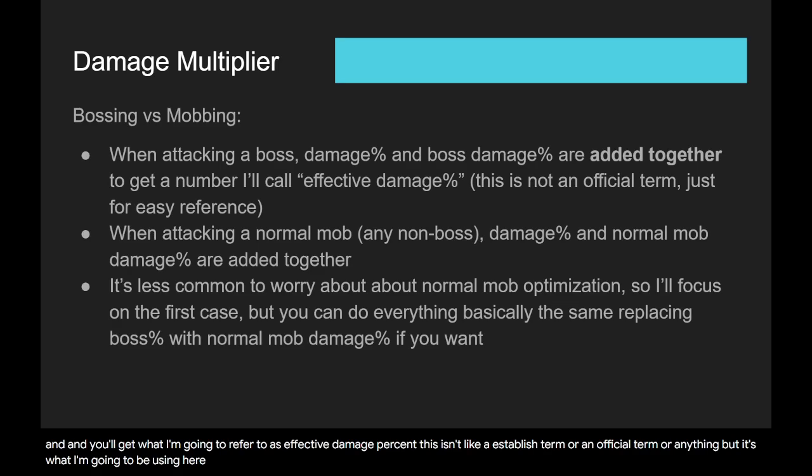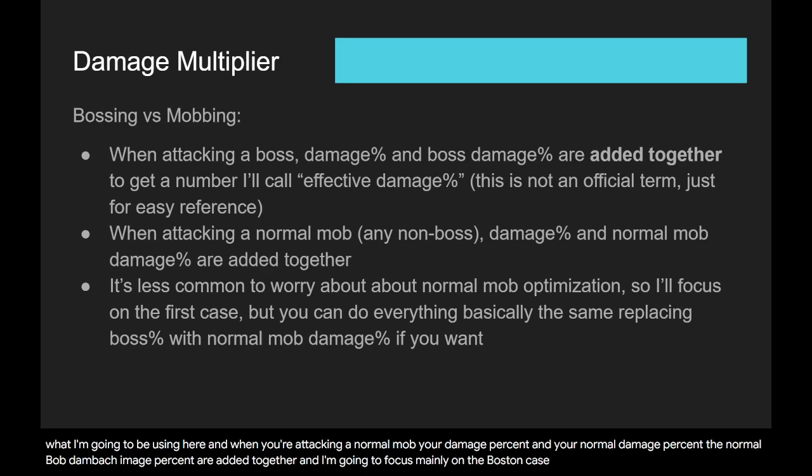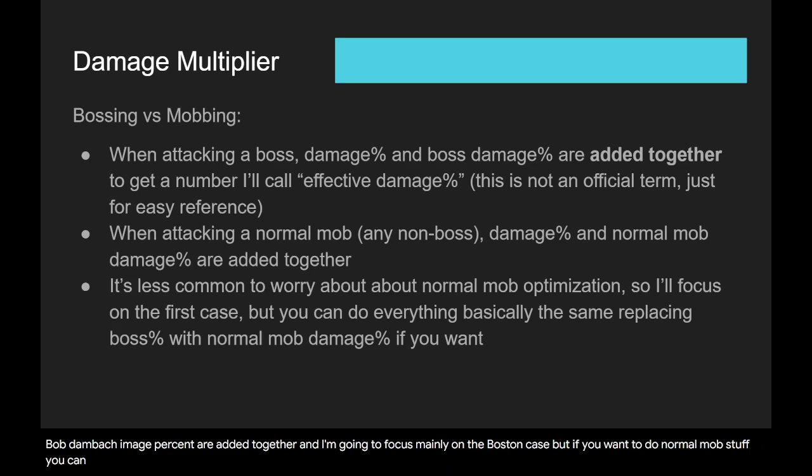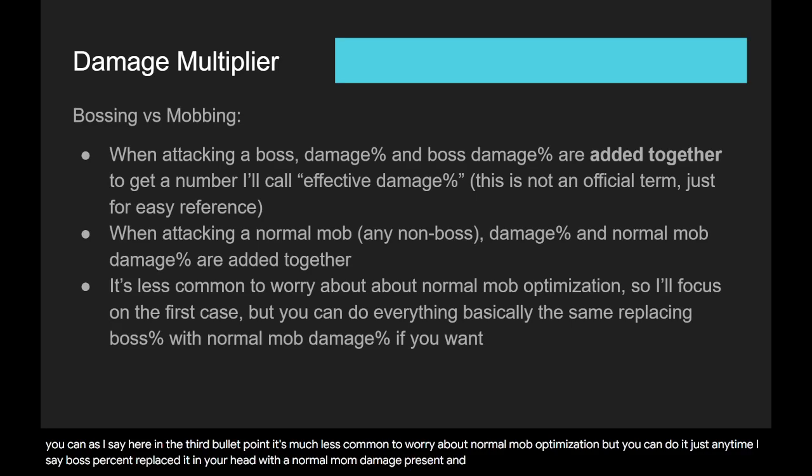This isn't an established term or an official term or anything, but it's what I'm going to be using here. When you're attacking a normal mob, your damage percent and your normal mob damage percent are added together. I'm going to focus mainly on the bossing case, but if you want to do normal mob stuff, you can. As I say here in the third bullet point, it's much less common to worry about normal mob optimization, but you can do it. Just anytime I say boss percent, replace it in your head with normal mob damage percent, and you're good to go.